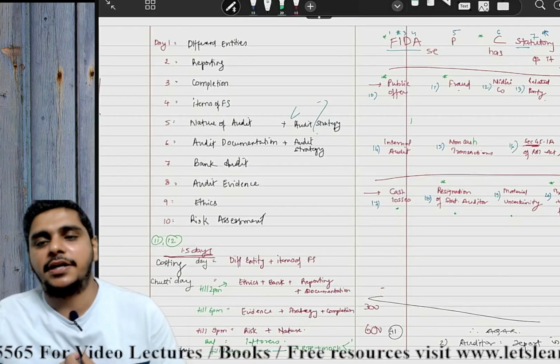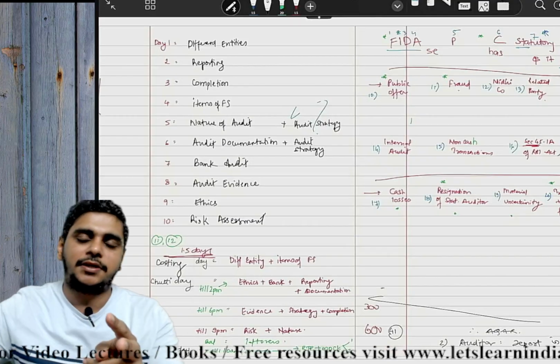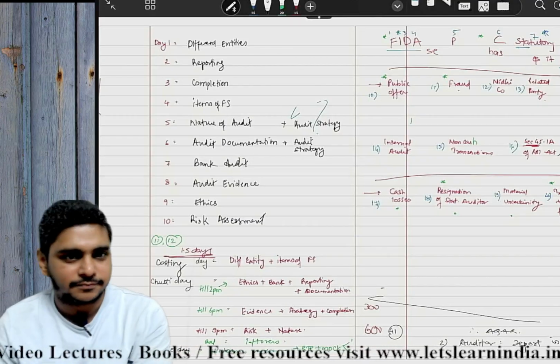I identify it as a negative confirmation request because of the words risk of material misstatement is low and ICS is effective. Because these 2 lines are written in negative confirmation request.